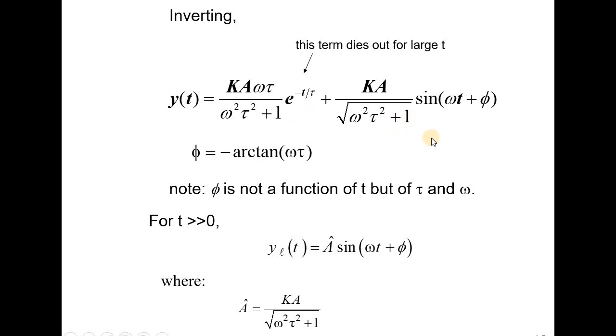First thing, it's written there that this term dies for large t, very similar to what we had done for the ramp input. This will die at large t. At a large t, what will we have? We will have this term only. And what does that mean? It means that my output will have a phase shift from my initial input. So what does that mean?